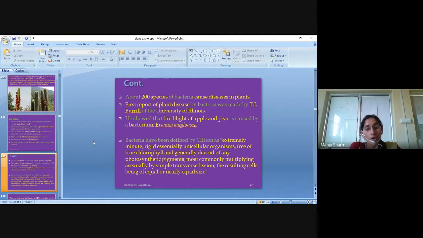Bacteria have been defined by Clifton as extremely minute, rigid, essentially unicellular organisms free of true chlorophyll and generally devoid of any photosynthetic pigment. Most commonly they multiply by simple transverse fission, the resulting cells being of equal or rarely unequal size.